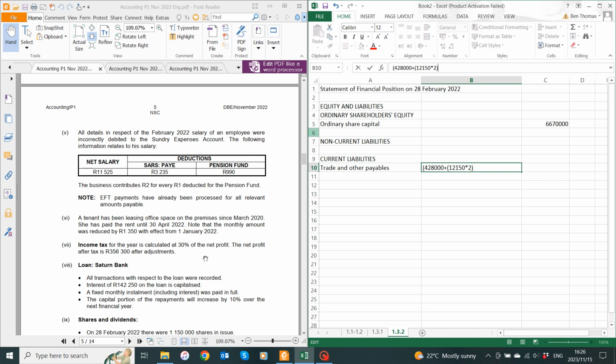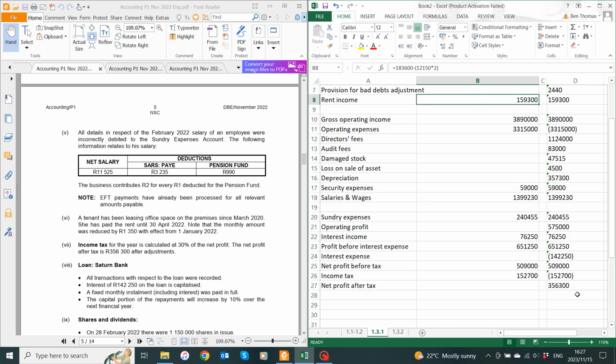And then we can look at income tax. So it says here income tax for the year is calculated at 30% of the net profit. The net profit after tax is 356,300 Rand after adjustments. Okay, and we did calculate our income tax for the year, which was down here, as 152,700. Now, regardless of whether your answer is correct or not, make sure you use the same amount, because that's going to guarantee you a method mark if it's allocated. So even if you have doubts, use the amount that you have calculated. So we know it's 152,700.